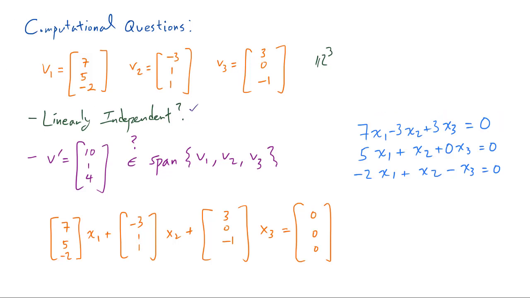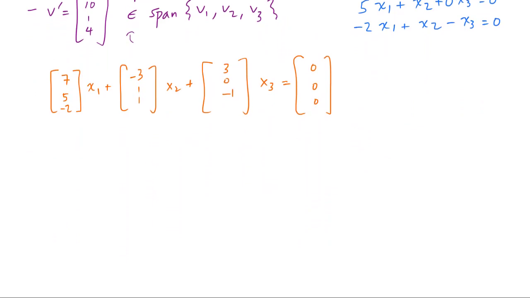What about span? Well, for span, rather than having (0, 0, 0), now we're asking whether we can get (10, 1, 4). So this particular question really comes down to asking whether there is a solution to the system of equations where we're just having 10, 1, and 4. But there are many other questions that we can ask.